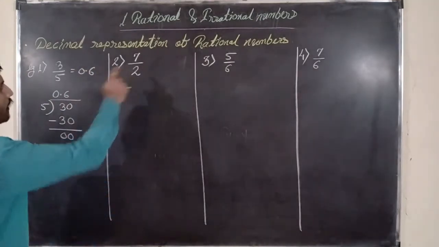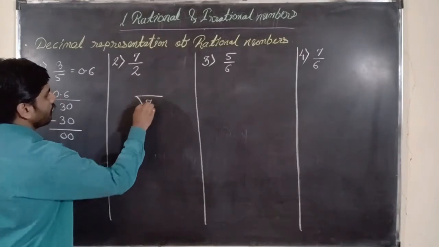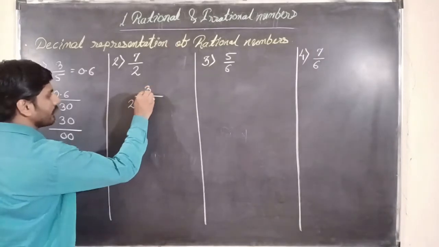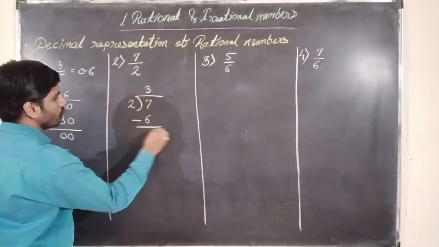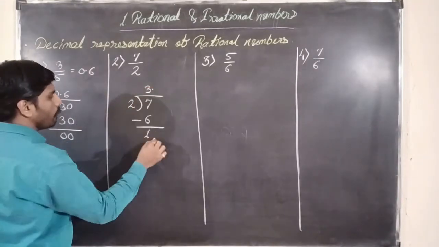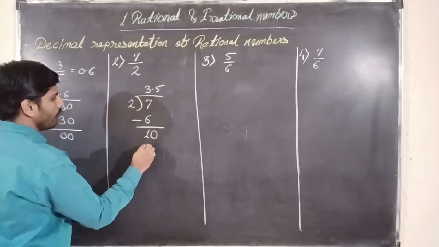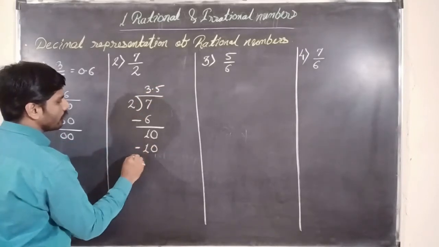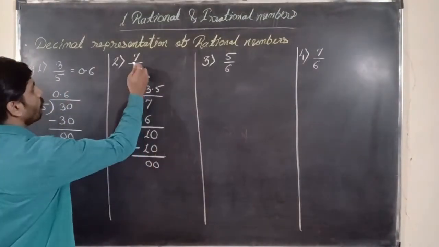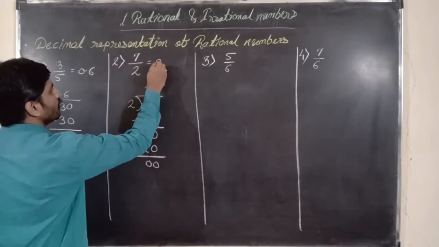We have another example, that is 7 upon 2. We divide this 7 by 2. 2 threes are 6. So the remainder is 1. We take decimal point, so this will become 10. 2 fives are 10. Subtraction is 0. Therefore, the decimal representation of 7 upon 2 is 3.5.